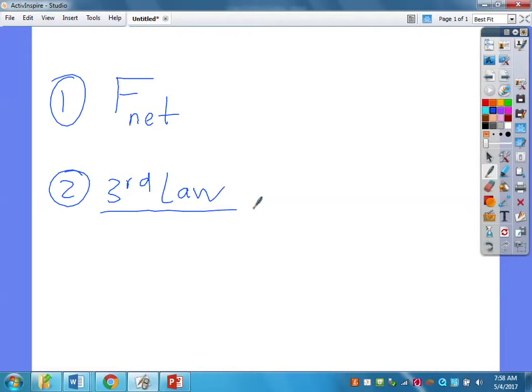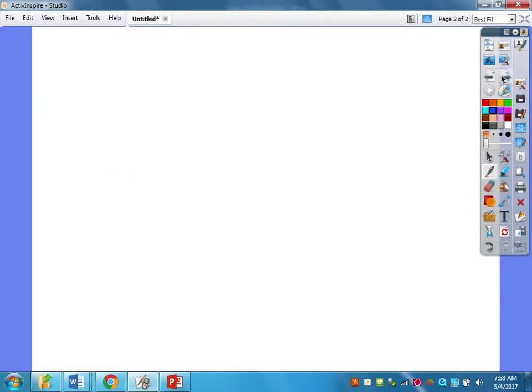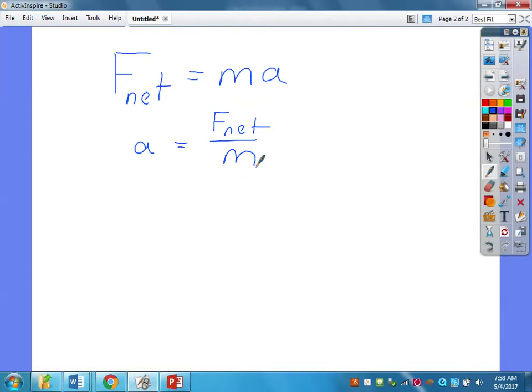So, for net force, the big thing with net force is you have the formula, net force equals m times a. And I know on your formula sheet, they have it written just slightly different. They like to write it as a equals the net force divided by m. It's the same thing. It is the exact same thing.